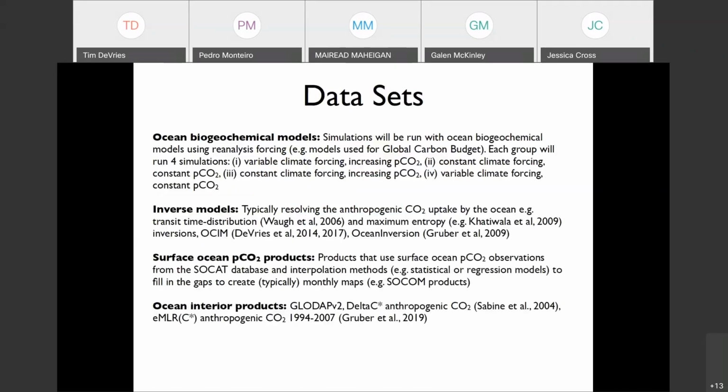The data sets we're going to use for the ocean part of Recap 2 are the ocean biogeochemical models. These would be similar to the model used for the global carbon budget that Nikki was talking about, or for the OMIP project. These are basically hindcast models, and there are 4 different experiments that the groups can undertake. One is the standard one, with variable climate forcing from reanalyses and increasing PCO2. Then different ones to get at anthropogenic versus natural CO2. One with constant climate and constant PCO2, so a baseline with no variability. And the other permutations: constant climate with increasing PCO2, or variable climate with constant CO2.